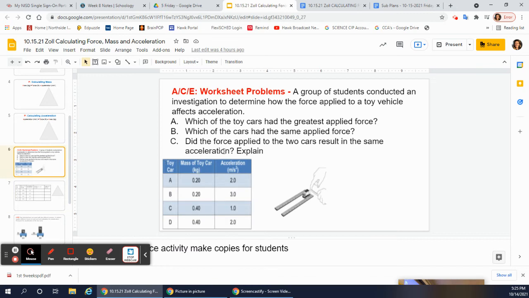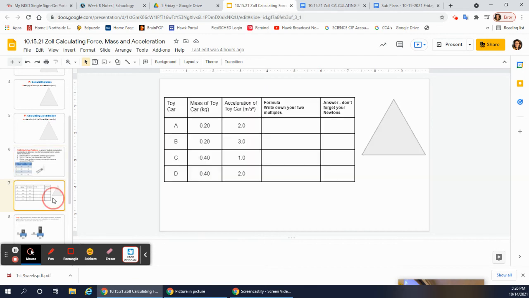And then lastly, did the force applied to the two carts result in the same acceleration? Now be careful with this one, okay, because when you look, you want to understand that objects with a small mass are going to have a greater acceleration than an object with a larger mass. So they shouldn't have the same acceleration because, again, objects with a smaller mass have a greater acceleration than an object with a larger mass. So I'll give you a few minutes to figure that out.